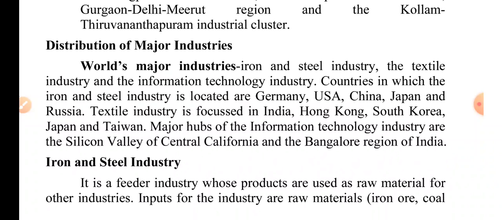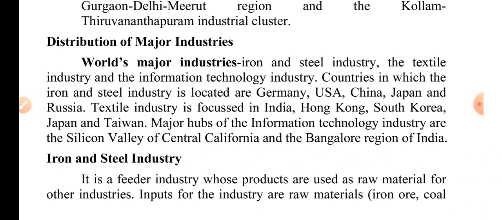And here comes distribution of major industries. The world's major industries are the iron and steel industry, the textile industry, and the information technology industry. Countries in which the iron and steel industry is located are Germany, USA, China, Japan, and Russia. The textile industry is focused in India, Hong Kong, South Korea, Japan, and Taiwan. Major hubs of the information technology industry are the Silicon Valley of Central California and the Bangalore region of India.